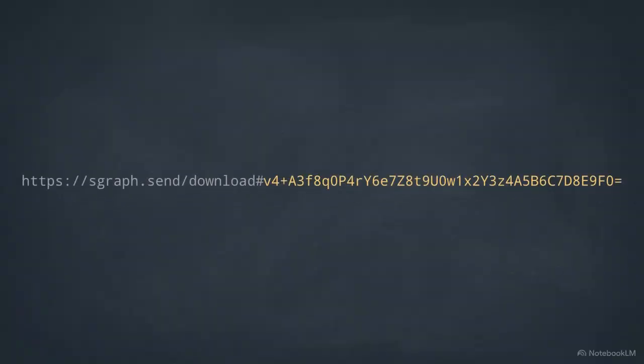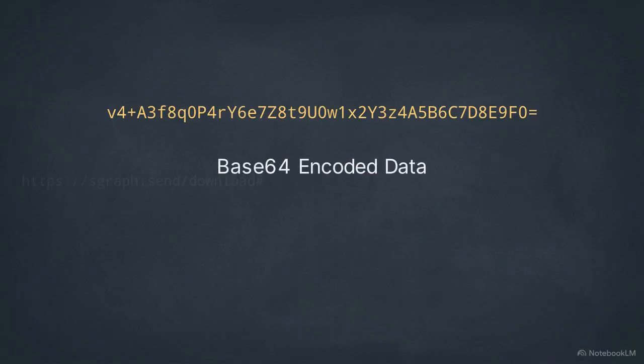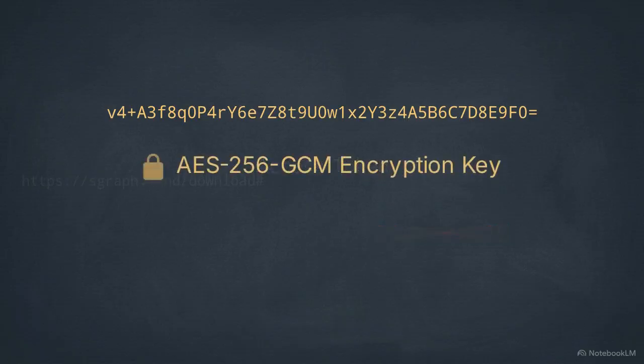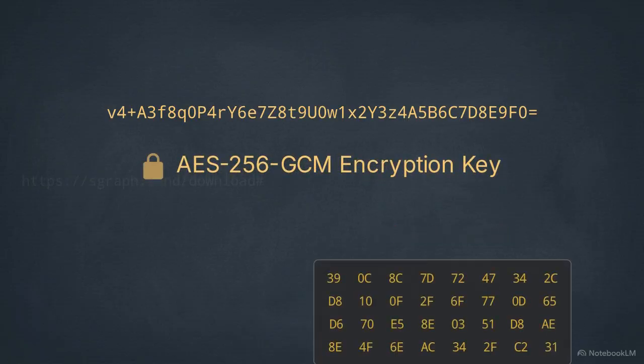This breaks down a standard URL structure. That complex text at the very end is base64 encoded data. But it is absolutely not an access token. It is an AES 256 GCM encryption key, 32 bytes of raw cryptographic entropy encoded for a web address.